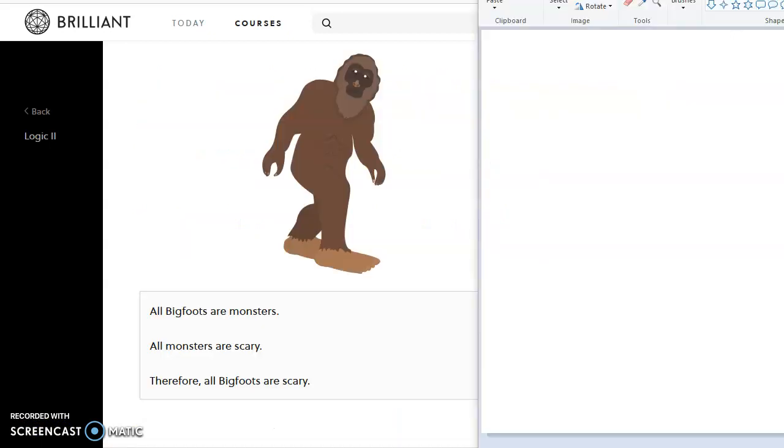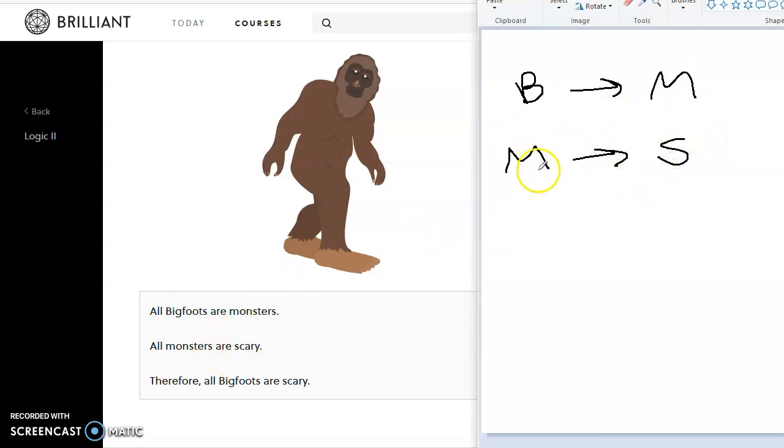Now, in this problem, it says all Bigfoots are monsters. So we're given, if it's a Bigfoot, then it's a monster. And we're also given all monsters are scary. So if M, then S. So the conclusion that we're wondering, is it valid or invalid to conclude? Is it valid or invalid to say then that all Bigfoots must be scary?